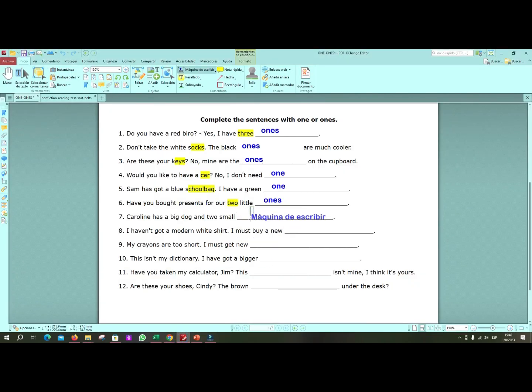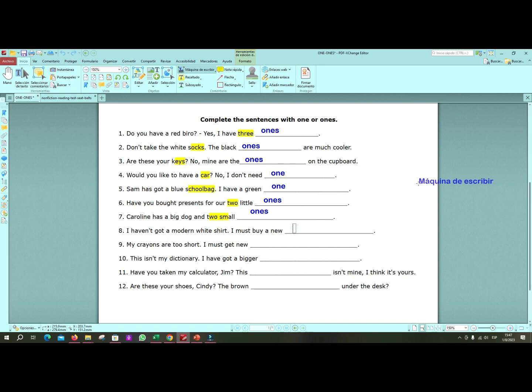Ones. Yes, that is ones, because you're talking about two small ones. Okay, that's amazing. Nice, Mr. Osmin. What about the number 8, Mr. Osmin?